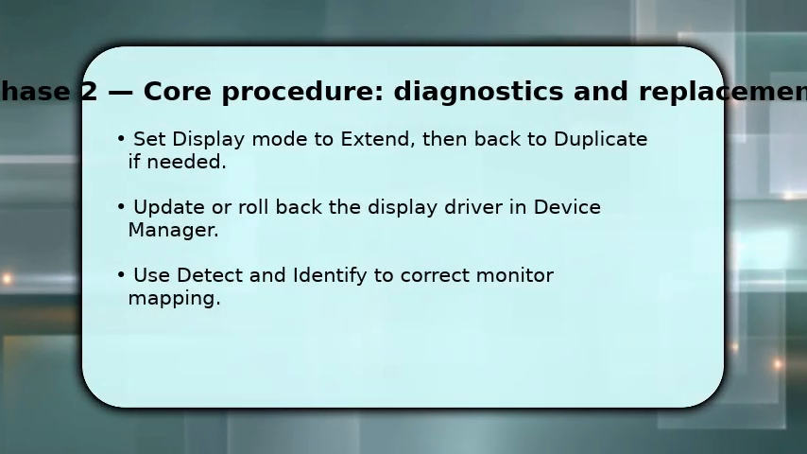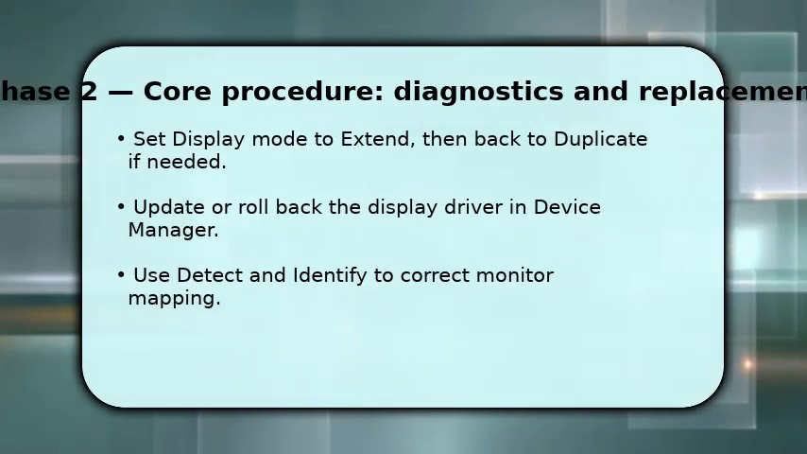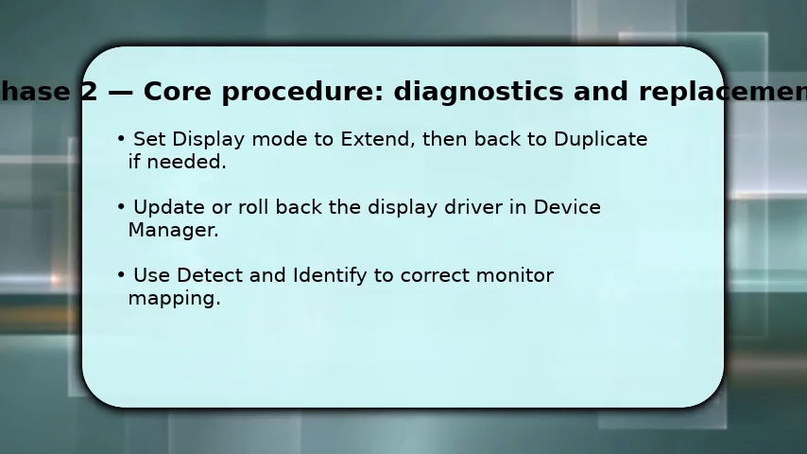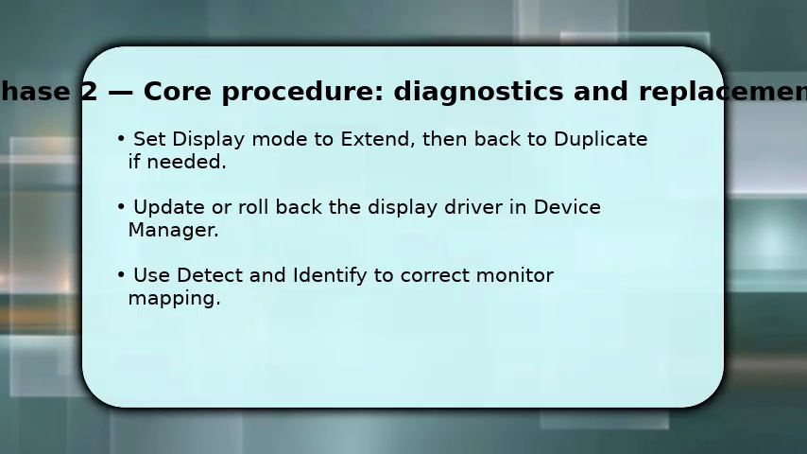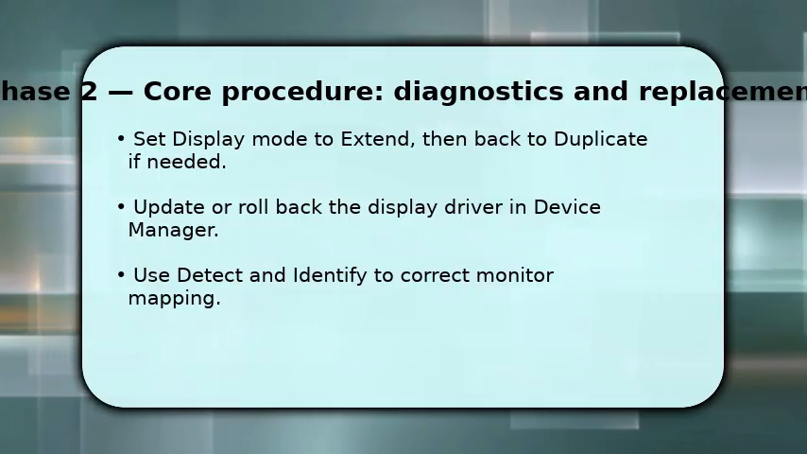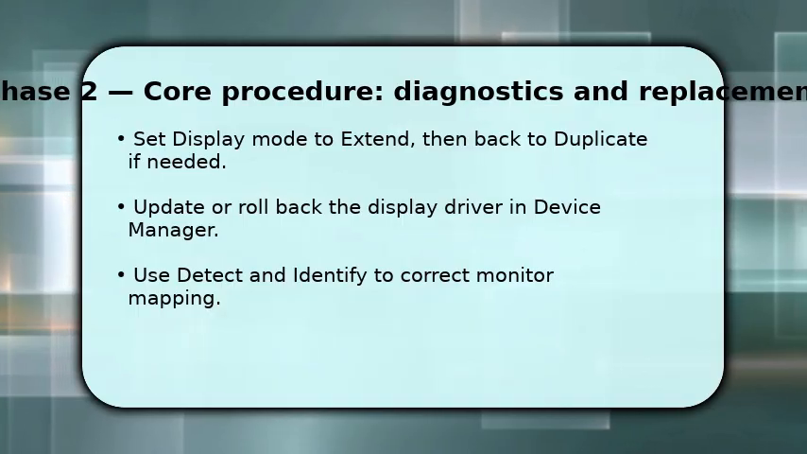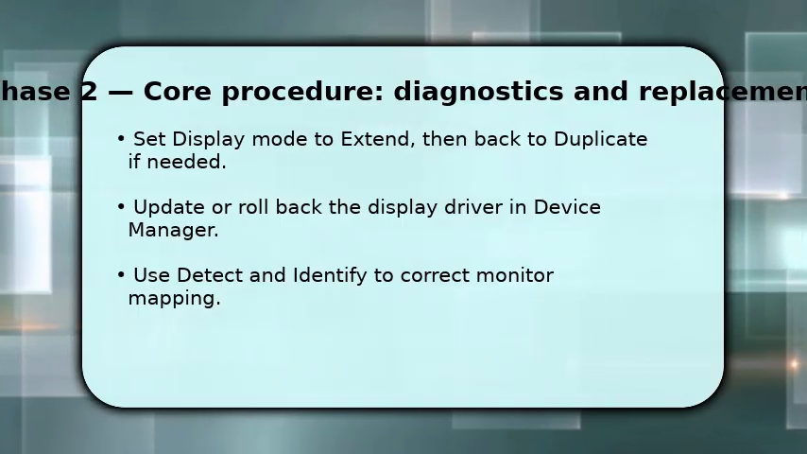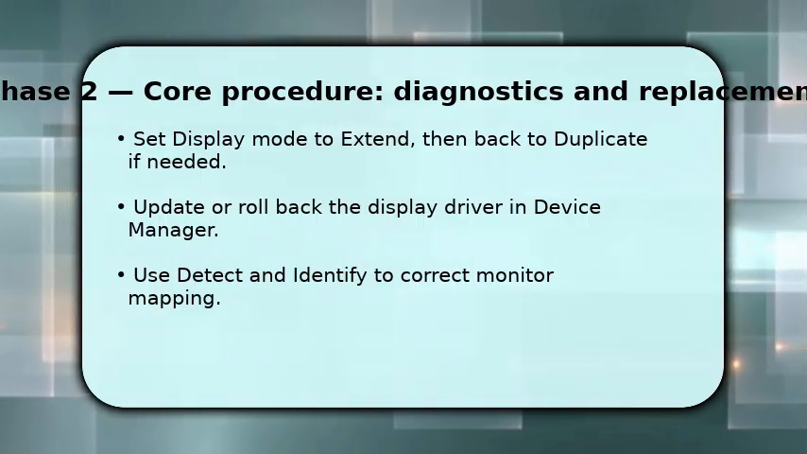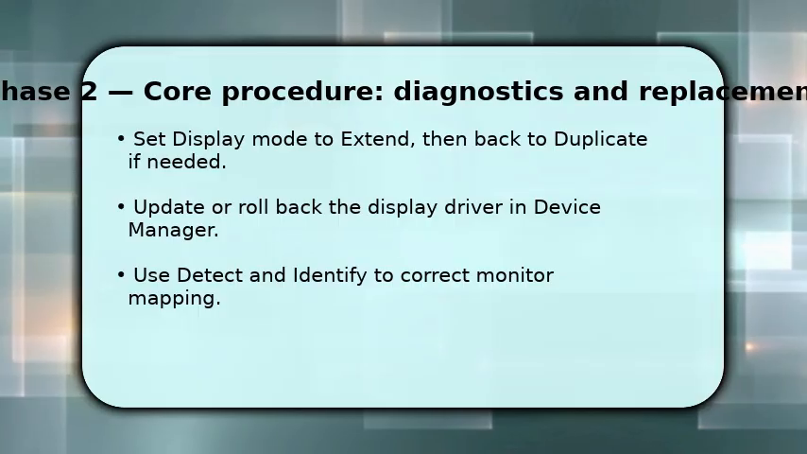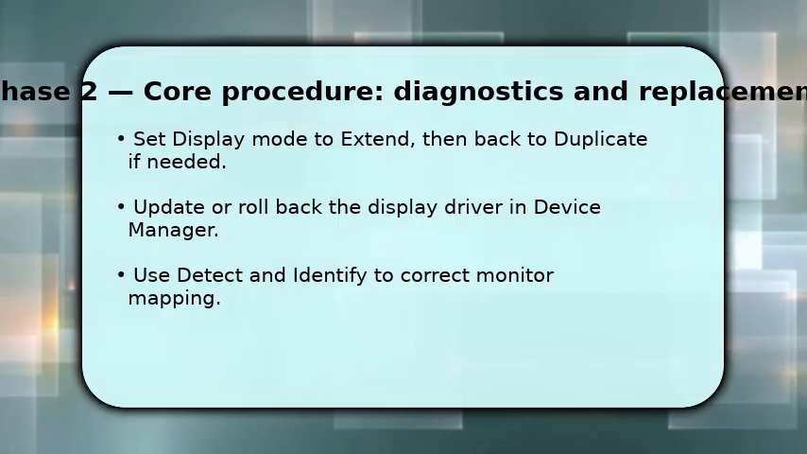Now you'll switch modes and adjust drivers to force Windows to reevaluate outputs. In display settings, set the multiple displays option to extend, apply it, then switch back to duplicate. This often resets the link. If duplication persists, open Device Manager, expand display adapters, update the driver, or roll back to a known working driver. That resolves many firmware-level quirks.